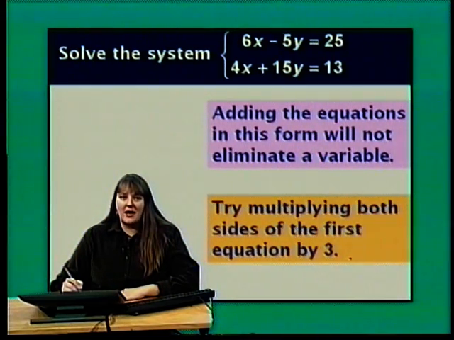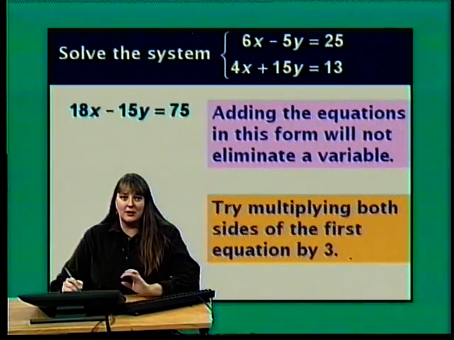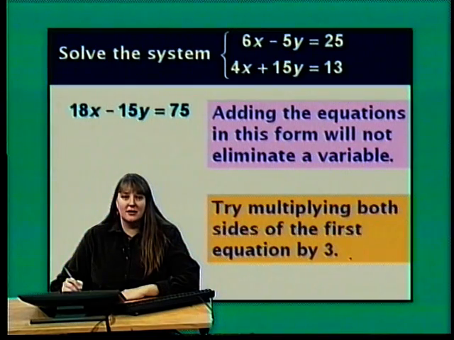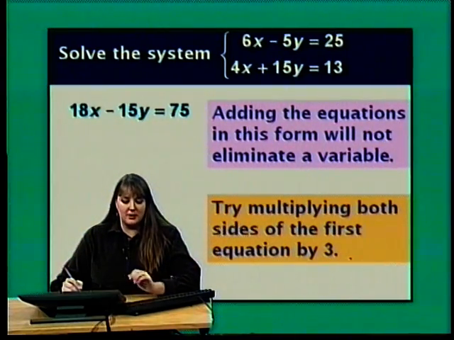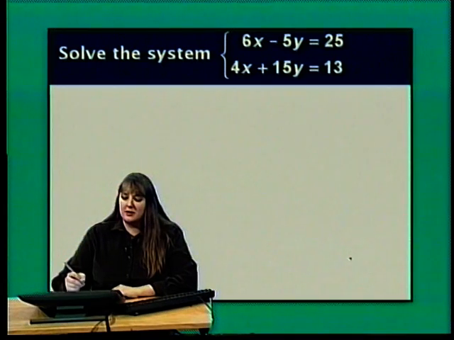Why are we doing that? What happens when I multiply the left-hand side of the first equation by 3? Well, on the left I would get 3 times 6x is 18x, 3 times negative 5y is negative 15y, and on the right-hand side 3 times 25 is 75. Now I have coefficients of y in the new first equation and the original second equation that are additive inverses. Negative 15 and positive 15 add to 0. Y will be eliminated. So let's go ahead and do that.